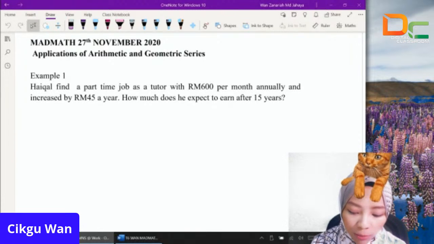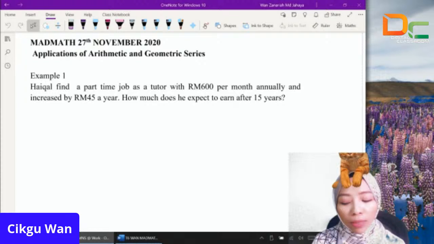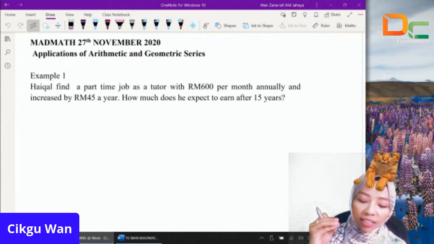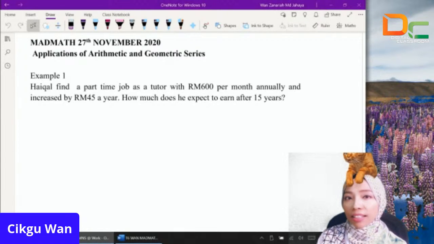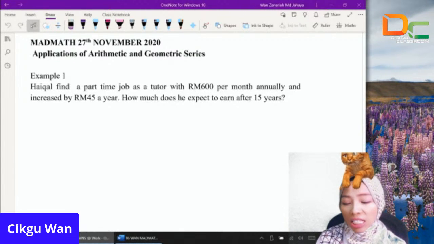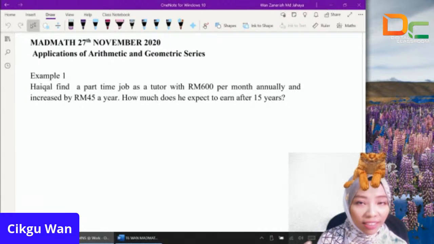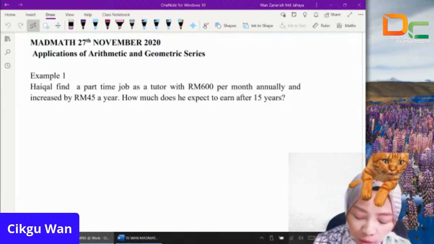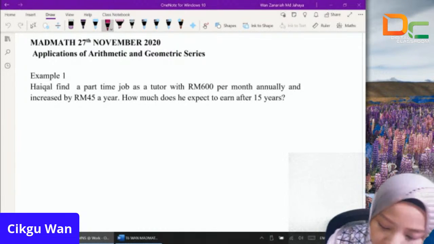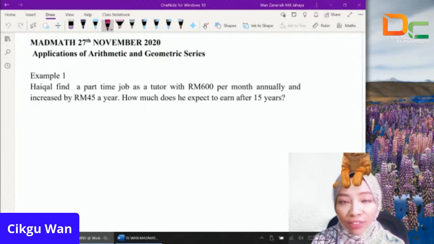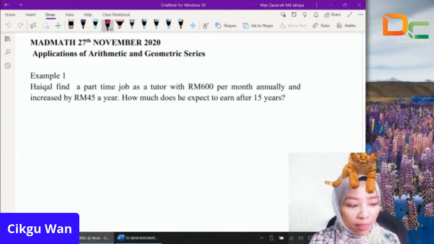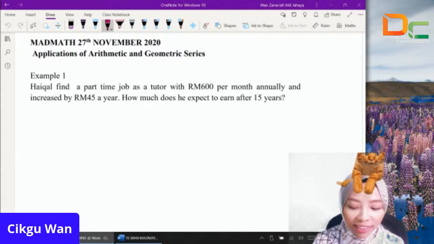Haikal finds a part-time job as a tutor with 600 per month annually and an increase of 48 ringgit a year. So meaning that if this year his salary is 600, then in the following years his salary will be 645. Teacher Wan's cat is visible too. Okay. So how much does he expect to earn after 15 years? Is there anyone who is a tutor for 15 years? But you estimate things that are uncertain, right?